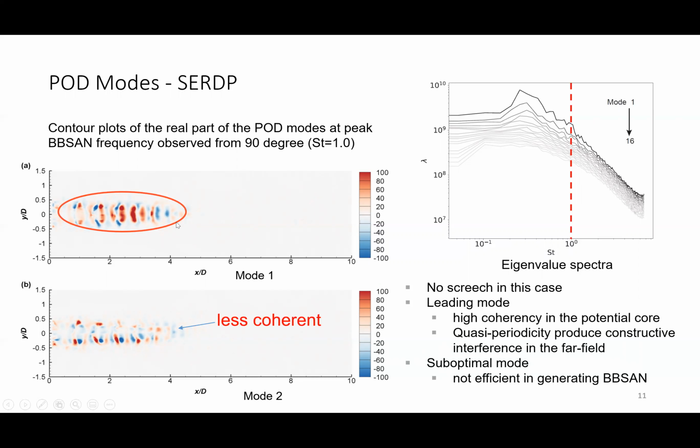in the potential core and is quasi-periodic in the energy distribution, so that it can produce constructive interference in the far field to generate the BBSAN lobe. Therefore, we conclude that this mode is the BBSAN mode. On the other hand, the suboptimal mode, which is mode 2, is chaotic and therefore is not efficient in generating BBSAN.